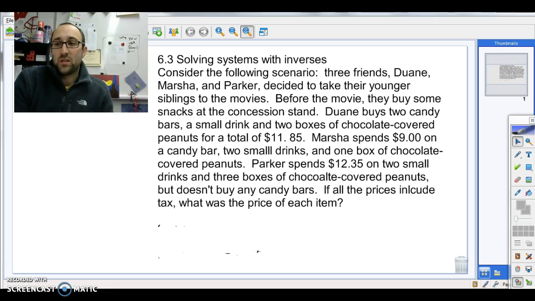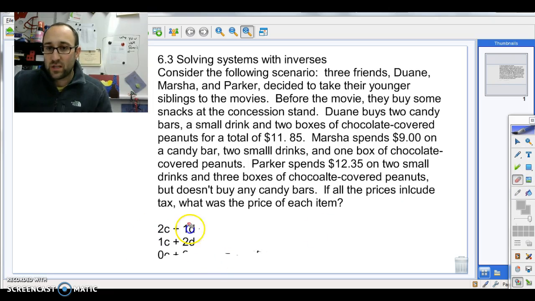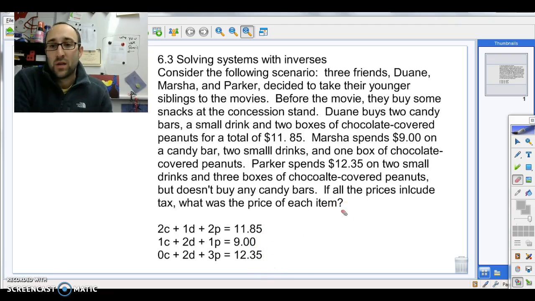Normally what we'd have done is set up a system of equations with all that stuff, and it would have looked like this. The top one is Dwayne, then Marcia, then Parker. Then you have to get one variable eliminated, so you have 2 variables, and from those 2 you get 1 variable, and then solve for P, and then bring that in to solve for D, and then bring that back in to solve for C, and then you'd be done.